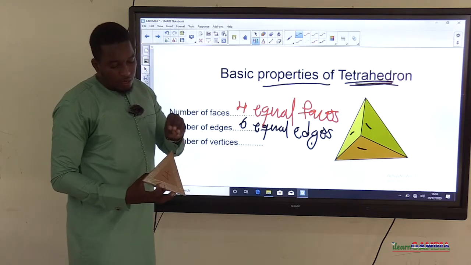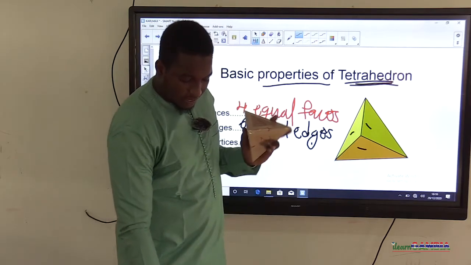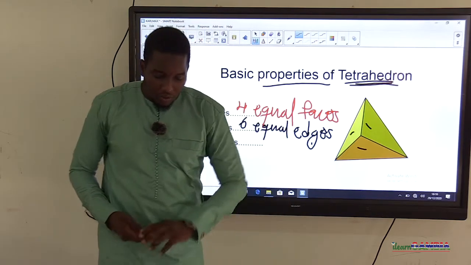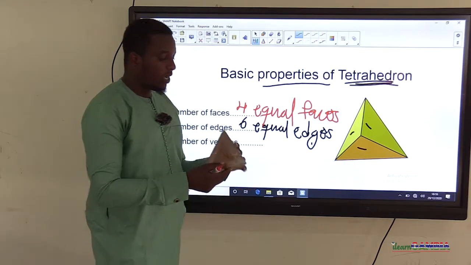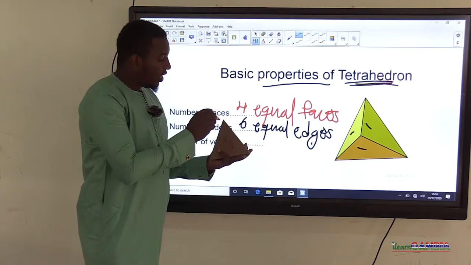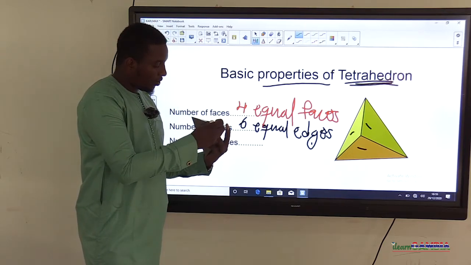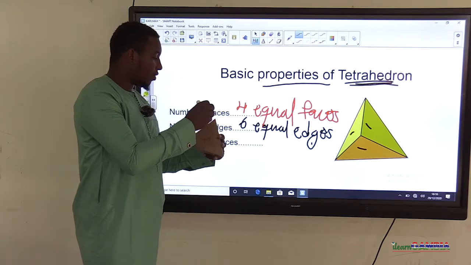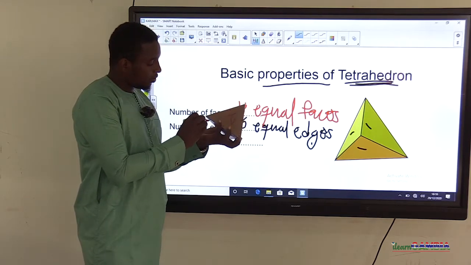So in this case, we are going to count how many vertices the tetrahedron has, so that we can confirm the number of vertices that they have. So we use the one that we have here, where the 3 faces meet. Here is a vertex. Here we have another one. Here we have another one. And there we have another one.